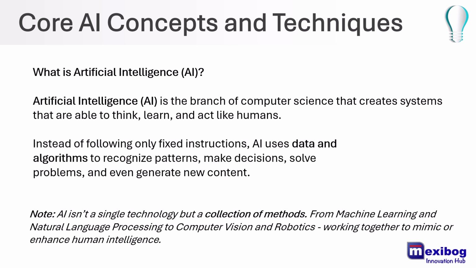And like I said, AI uses data and algorithms to recognize patterns. Algorithms are codes, programs that are written to be able to solve problems. So when you're able to recognize patterns, make decisions, solve problems, and even generate new content, that is what AI does. Then you should also know that AI is not a single technology, but a collection of methods. We'll talk about them, from machine learning to natural language processing to computer vision and robotics. Just like we mentioned, they work together to mimic human intelligence.